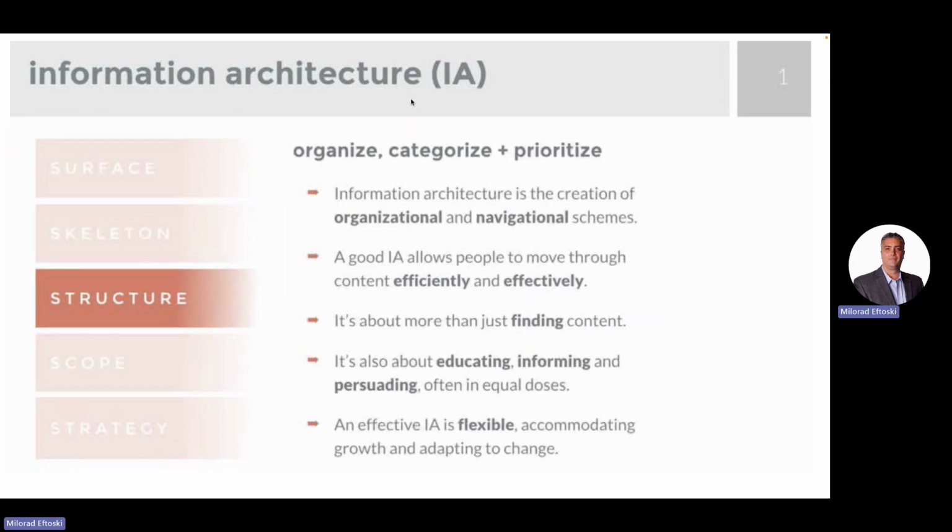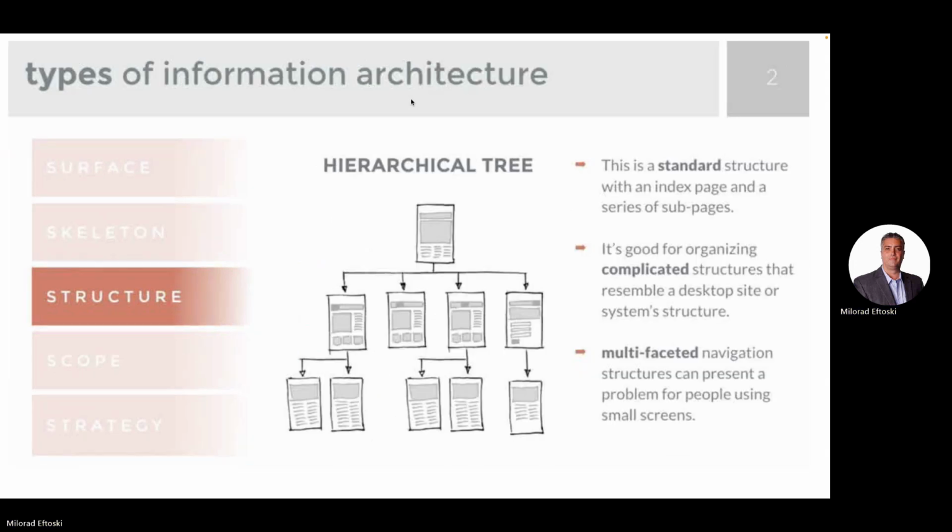Organize, categorize, and prioritize. Information architecture is the creation of organization and navigational schemes. A good information architecture allows users to move through content efficiently and effectively. It's about more than just finding content. It's also about educating, informing, and persuading, often in equal doses. An effective IA is flexible, accommodating growth and adapting to change.